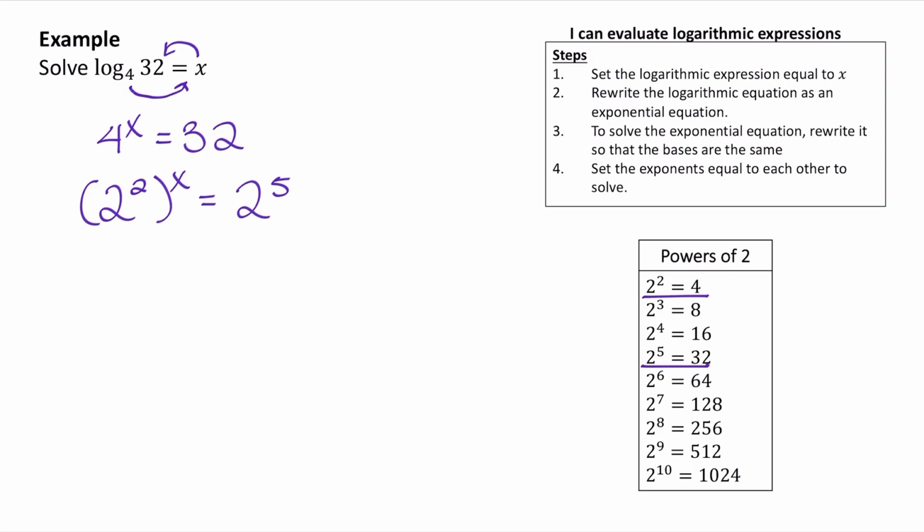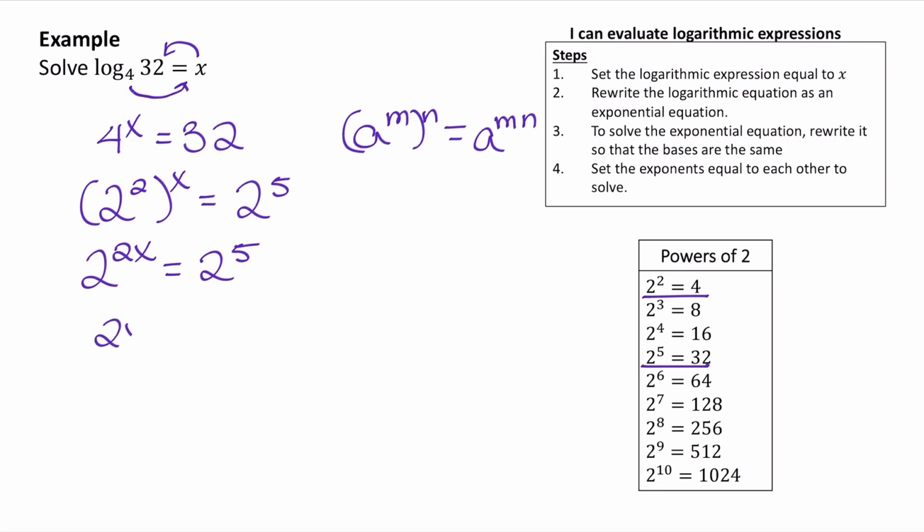So now I have a power raised to a power, right? So I have a to the m to the n. So I'm going to multiply the two exponents together and get a to the m times n. So 2 times x is going to give me 2x. So I have 2 to the 2x equals 2 to the 5th. And so now I have the same base on either side, so I can set the two exponents equal to each other. So I have 2x equals 5. I can now solve this by dividing both sides by 2, which gives me x equals 2.5.